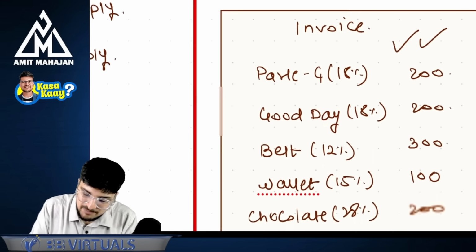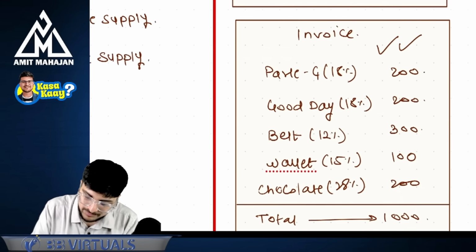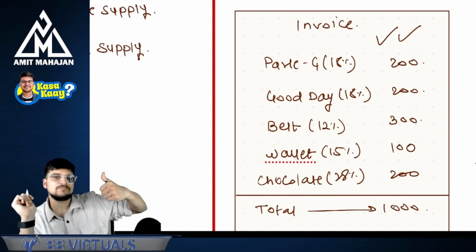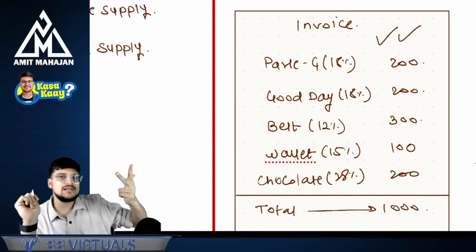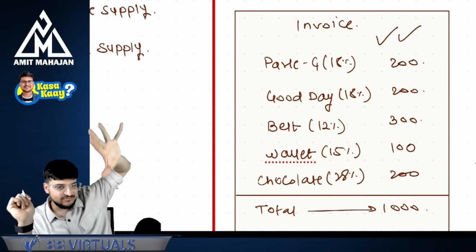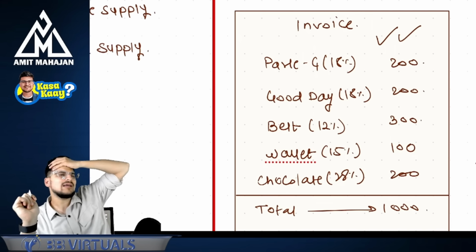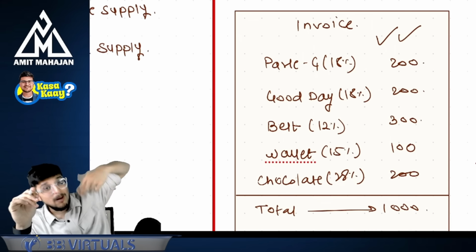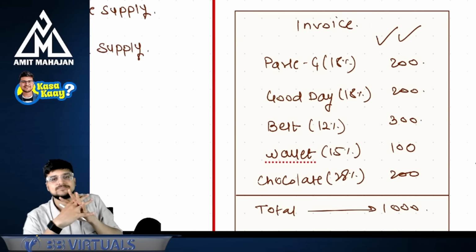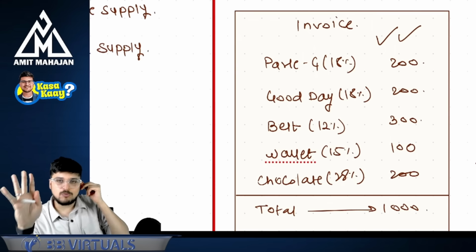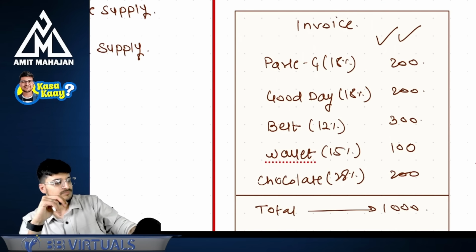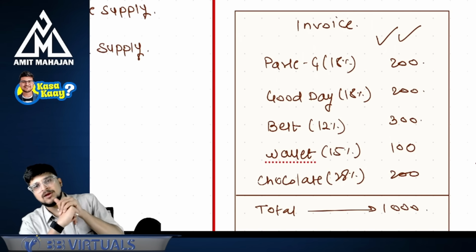Now let's take an example. I made one hamper for my girlfriend. So you can see these things in my hamper: Parle-G, Good Day, belt, wallet, and chocolate. These are the five things I bought, and I thought I will not buy a hamper. I will buy these things independently, go home, and make a hamper. And the total invoice is 1,000 rupees. What do you think? Is this composite supply or mixed supply?